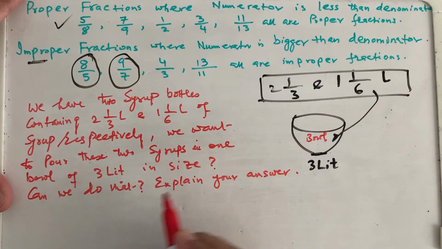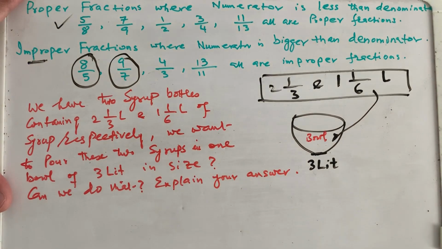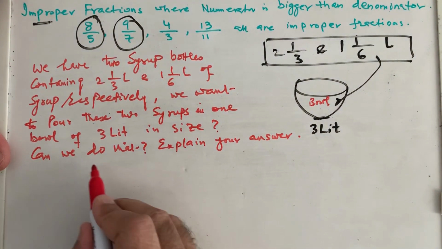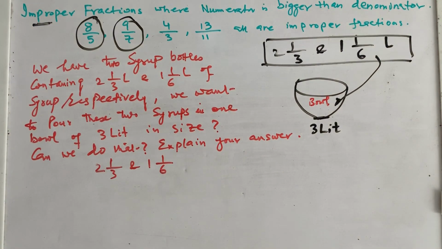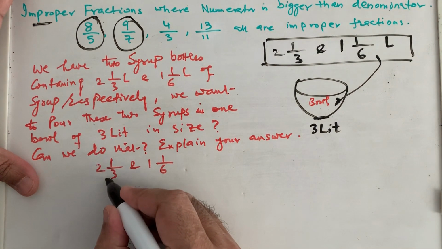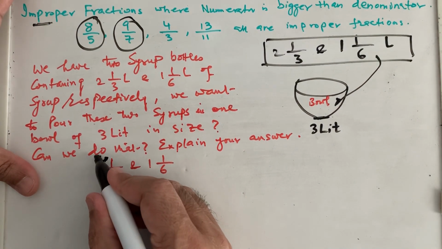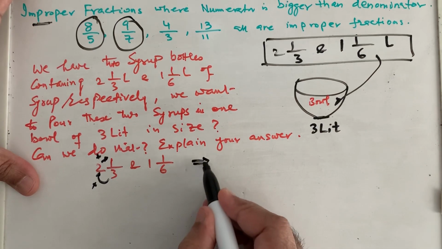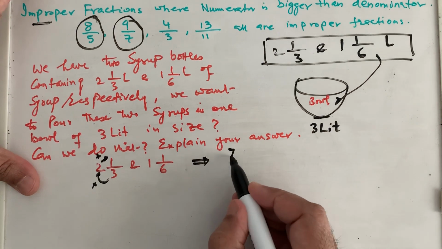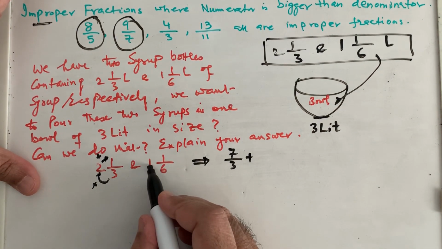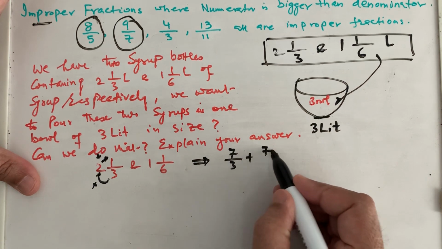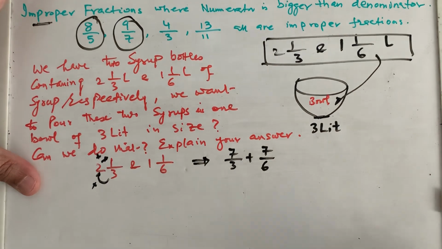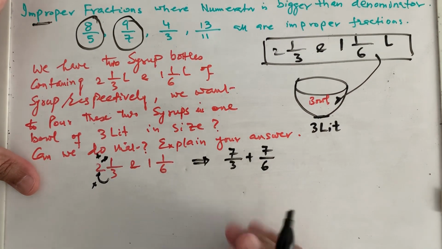So what is the first step? We need to convert these 2 mixed fractions into improper fractions, right? So first step, 2 and 1 by 3 and 1 and 1 by 6. We learned that we need to multiply this denominator with this and then add this. So this is multiplication, this is addition. So what we get here: 3 times 2 is 6, plus 1 is 7. So 7 divided by 3. Then 6 times 1 is 6, plus 1 is 7. So 7 divided by what? 6. Right? So we cannot add these two because the denominators are different.